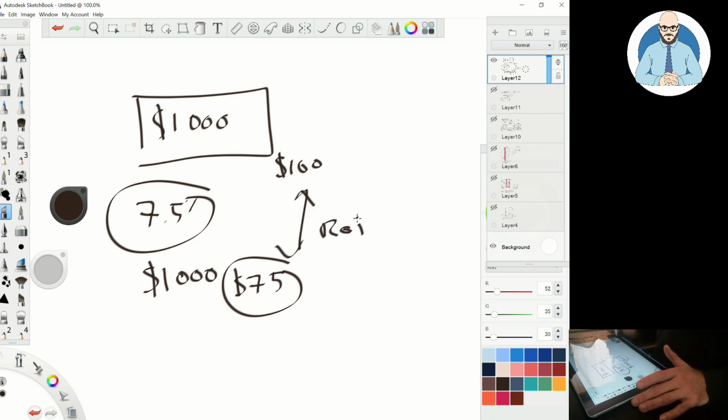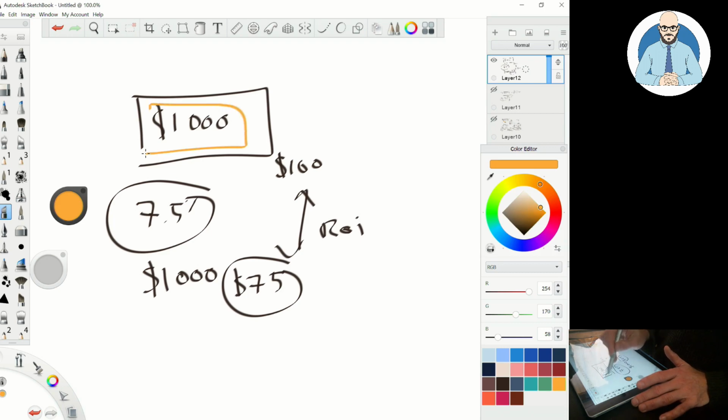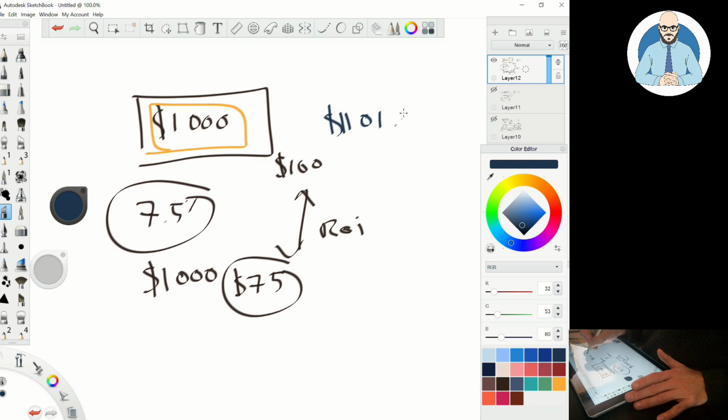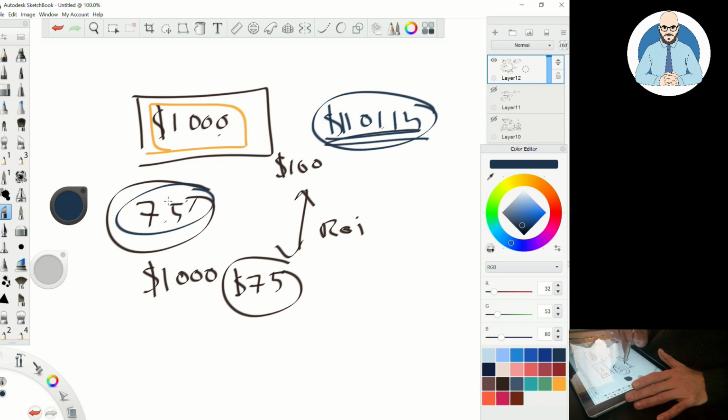So the price of this bond, remember the face value isn't changing, but the market value of it will go up, say over $1,100. It's the example I'm looking at: $1,101.15. So it's gone up in value. The market price of this bond has gone up because of interest rates.